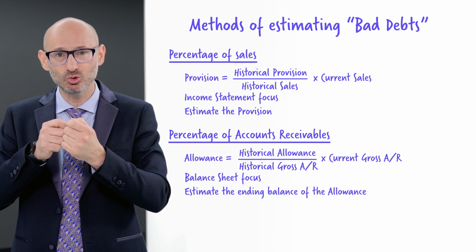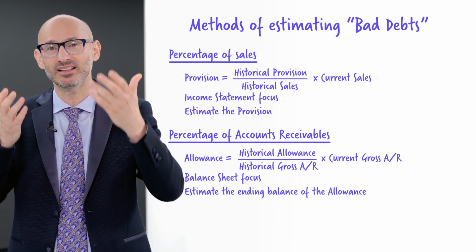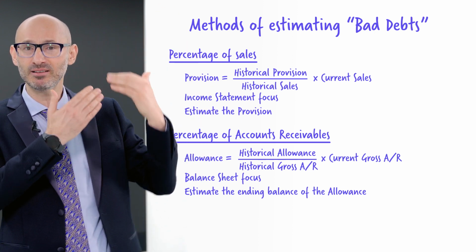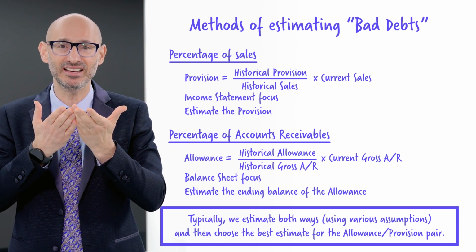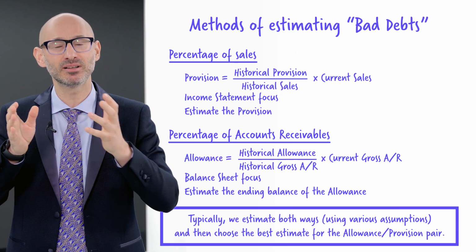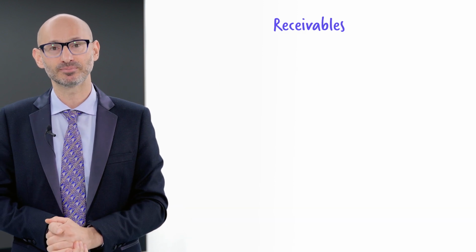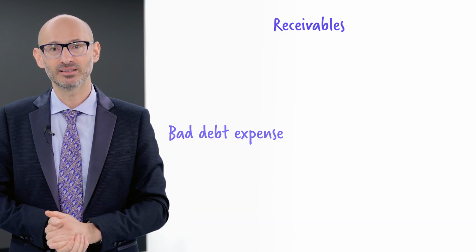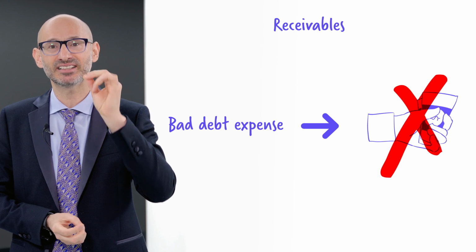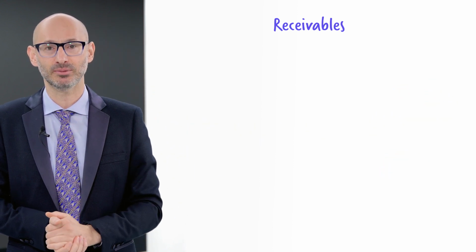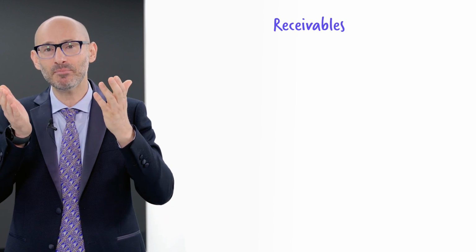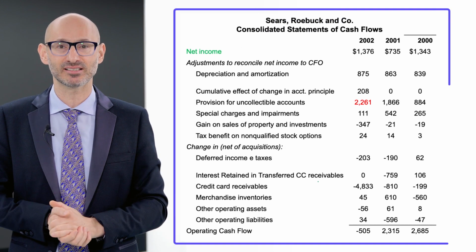So what companies do is use the historic rates. Look at how much of your receivables of last year were not paid, apply the same rate again this year, and do an adjustment if necessary. Remember, the bad debt expense is not a cash item, so it needs to be added back to the cash flow statement. I give an old example from Sears, which is a classic.